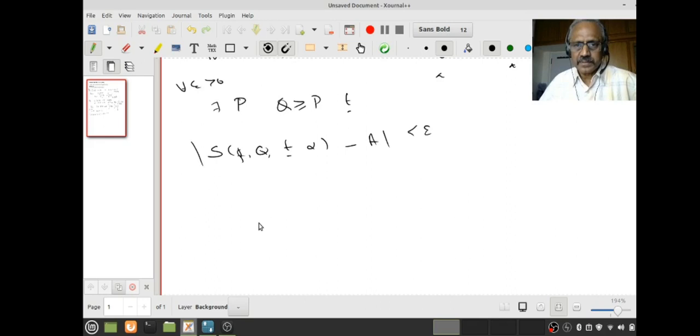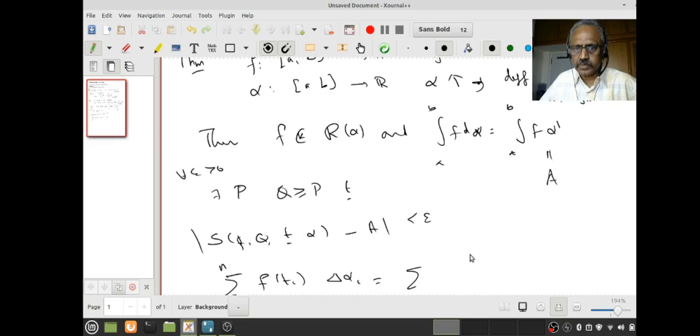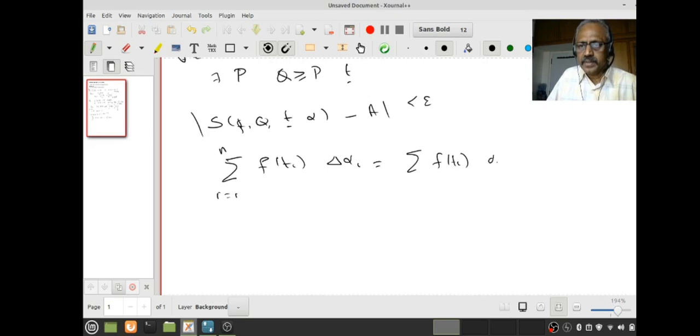Okay, good. Now let's write this S(f, Q, T, alpha). Let's not worry about epsilon, P, Q, etc. Let's write it as a Riemann sum. How does the Riemann sum look? It's going to look like f of ti times delta alpha i. Now, as we did in the first version, the same thing. So what will I have? Sum of f of ti times alpha of xi minus alpha of xi minus 1, i equal to 1 to n. Is that clear?